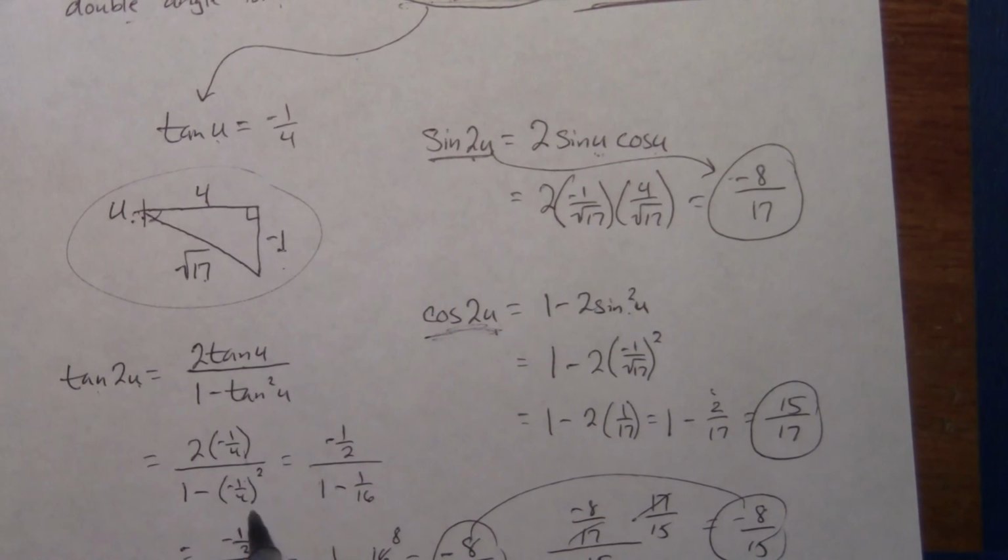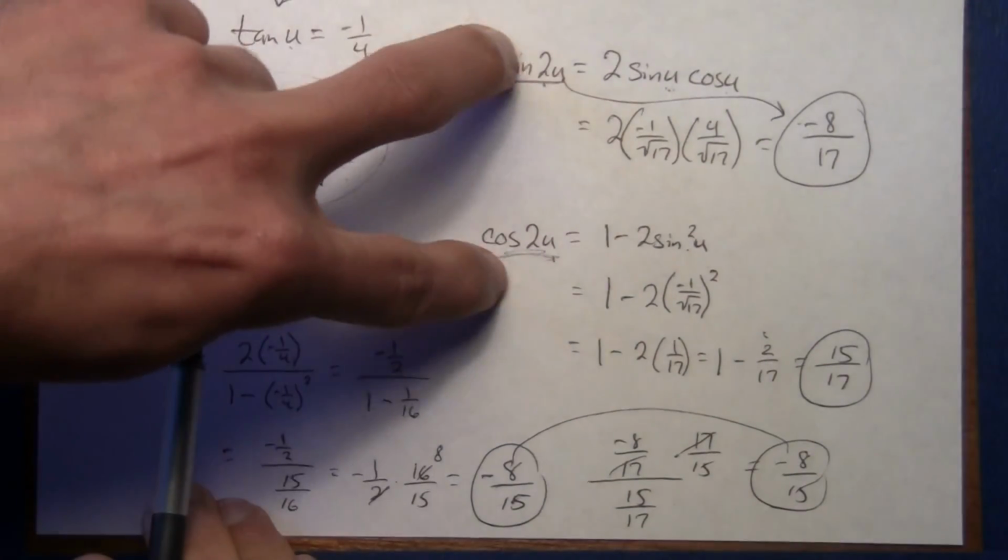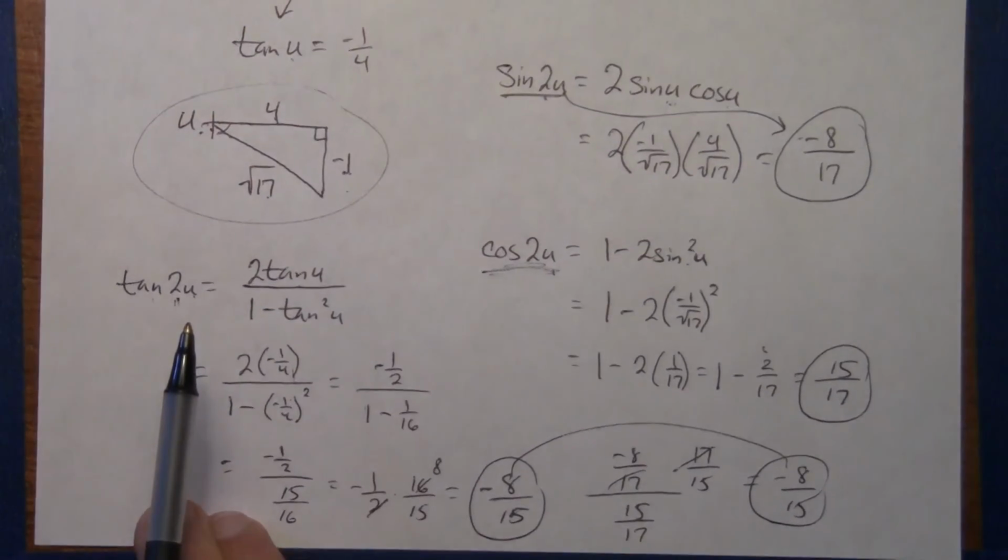Not a bad idea to run through this in case I asked just for that on the test. Because if I asked just for the tangent of 2u, it would be kind of a waste of time to find both of those when you can just plug it in here.